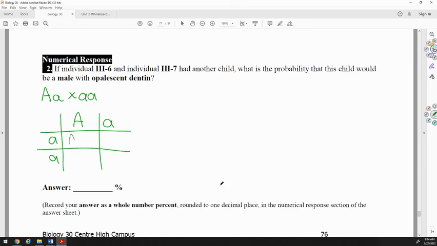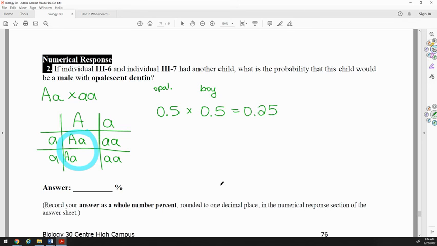So remember, we write the possible gametes from one parent on one side of the Punnett square, and the other parent along the other side, and then bring them back together. And we find that 2 of these have a chance of having opalescent dentin. So that's 2 out of 4, or 1/2, or in other words, 0.5. Now we need to multiply that chance by the chance of having a son or a boy, which is also 0.5. So our final answer then is 0.25, and we are to write it as a whole number percent. So that is 25%.